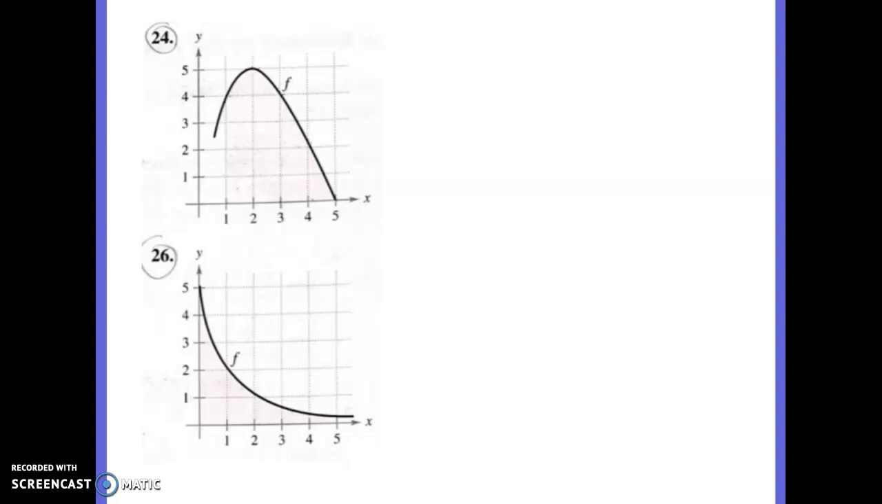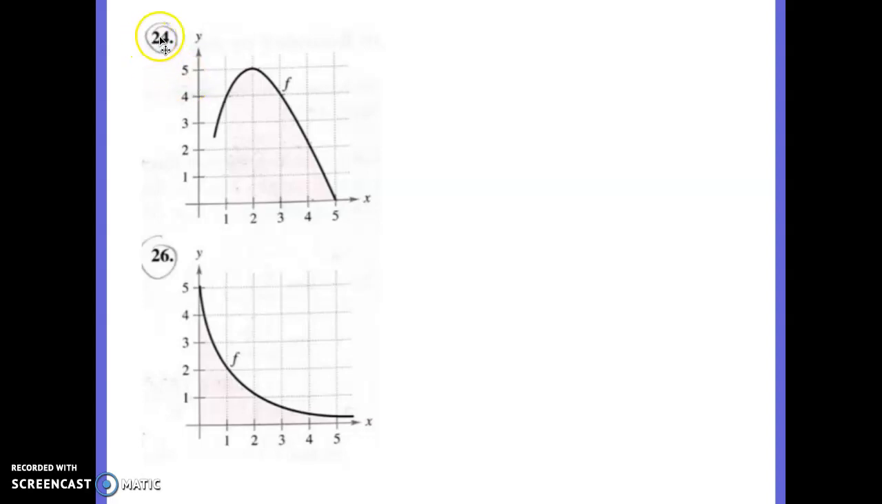bound the area of the shaded region by approximating the upper and lower sums. Use rectangles of width 1. Okay, so what we want to do is figure out what the upper and lower sums are. Let me go ahead and show you what that means as we go through.